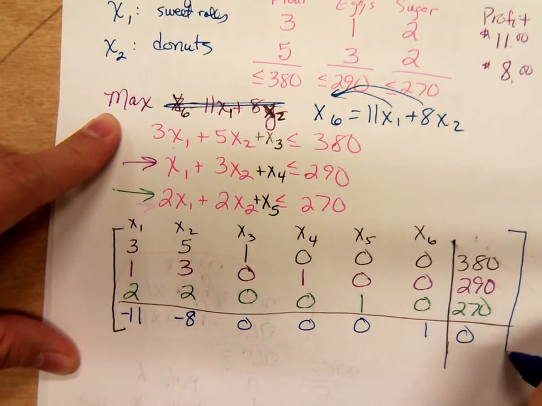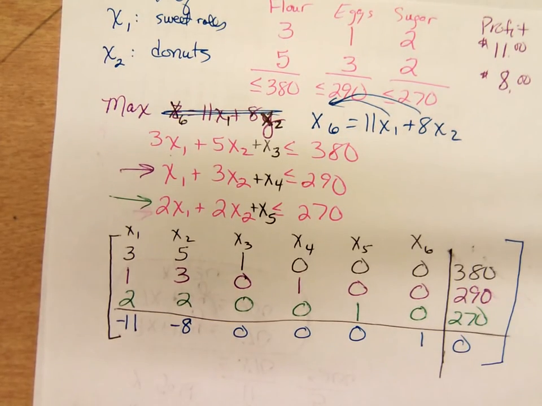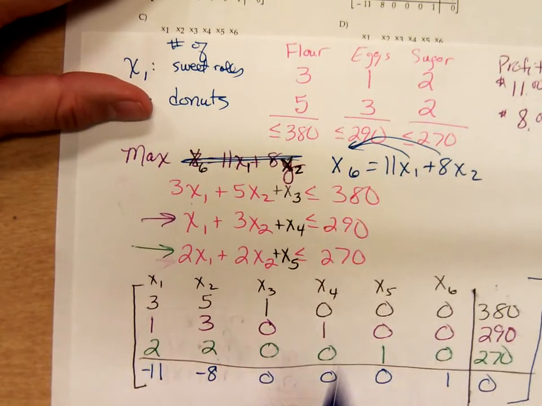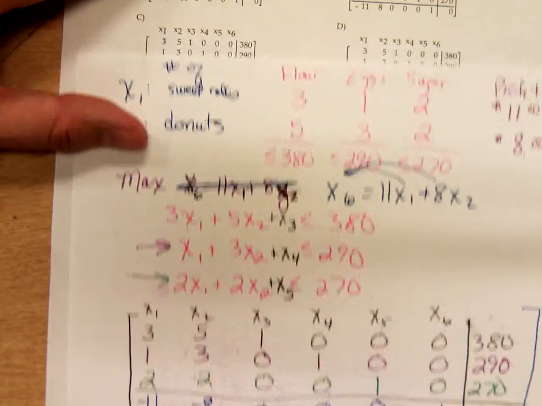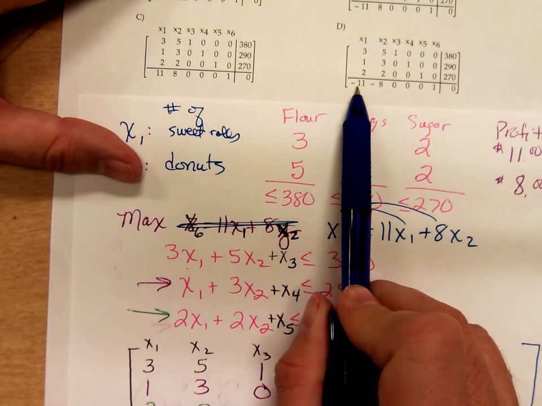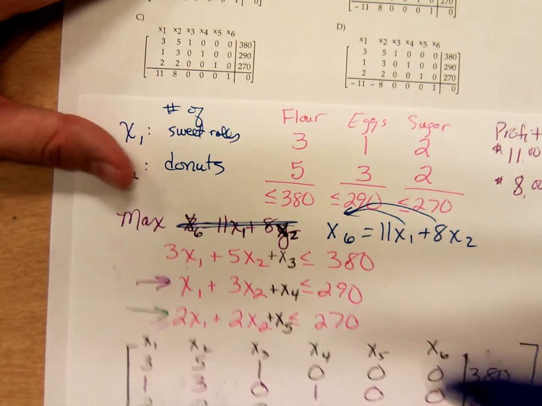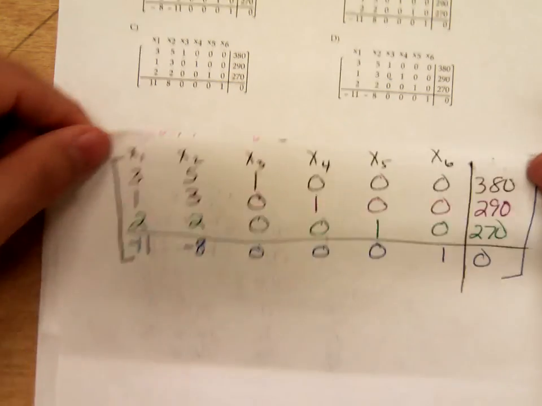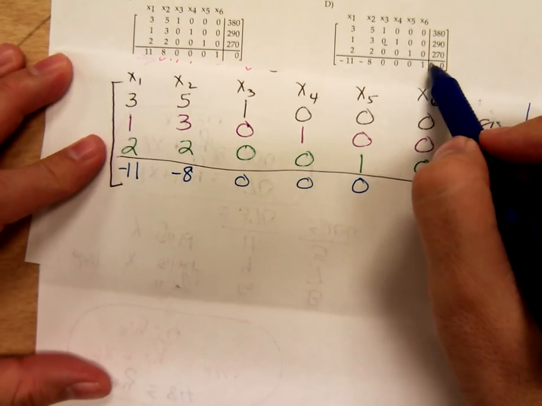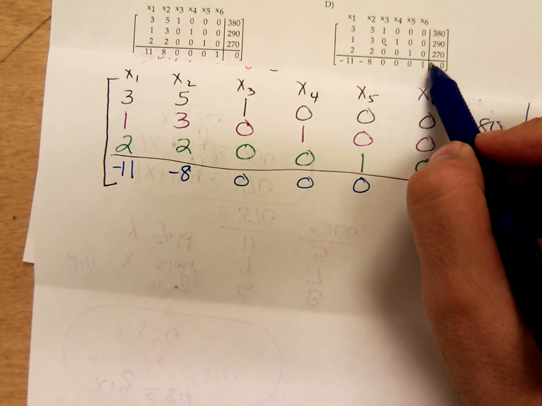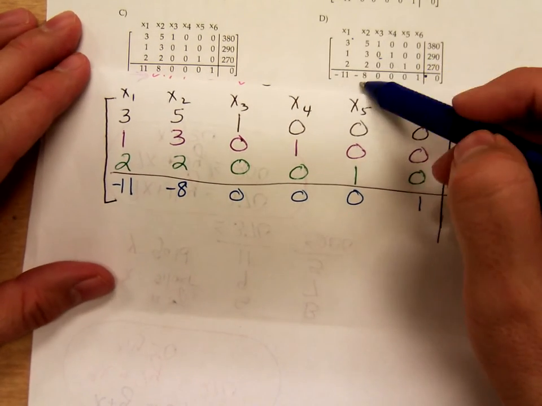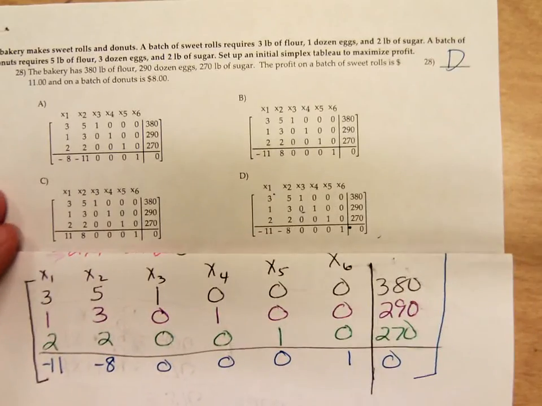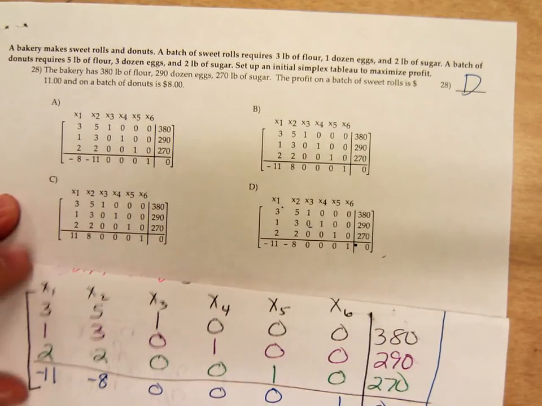Maybe I can figure out which one the answer is without actually writing it out. A lot of times I can see it just based on this last row. There's only one that has the negative 11 and the negative 8. If you look closely at that one, and the matrix I have, I'm thinking it is D. So D, setting it up. Okay. And that's the last one.